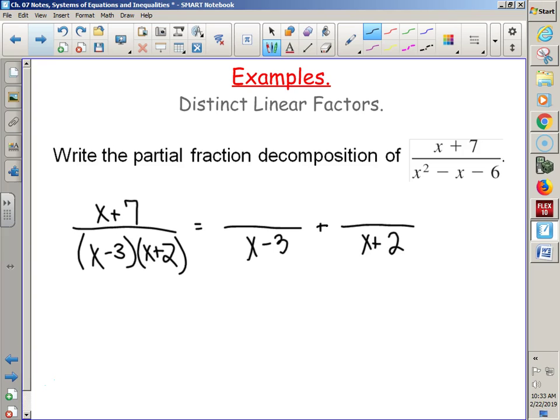This is x to the power of 1. What do I need on top? Not to be top heavy. Can't be greater than or equal to. I need an x to the 0, which means I need just a constant. No x terms are allowed. If there's an x term, it's not partial. But how do I solve for a and b?